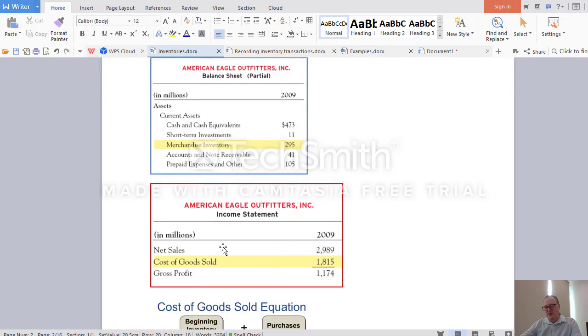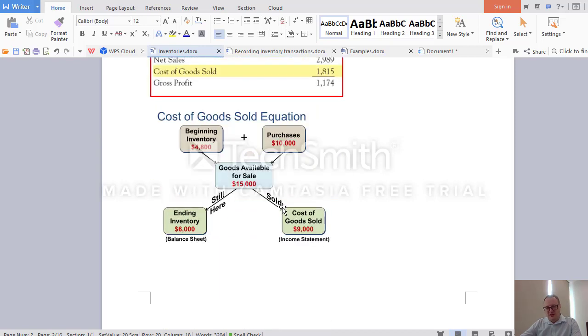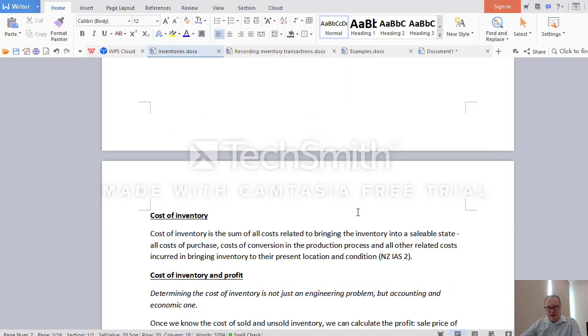So you first determine net sales, then subtract cost of goods sold, and you get gross profit. So the task is to find the value of COGS and to find the value of ending inventory. Ending inventory goes to the balance sheet and the cost of goods sold goes to the income statement.